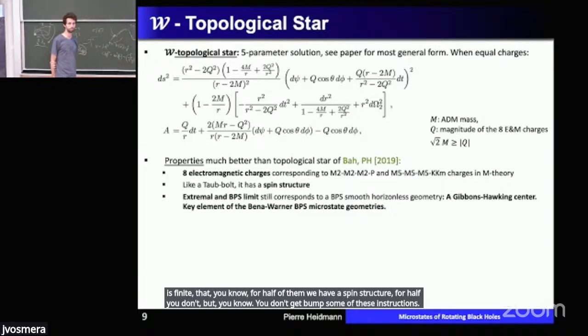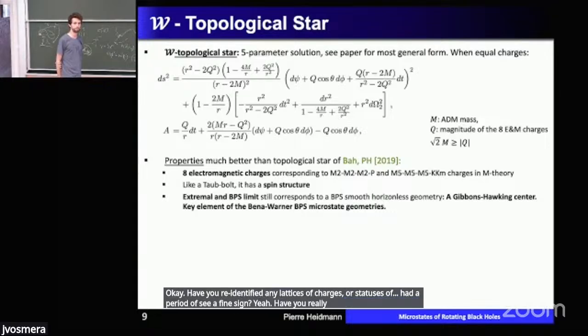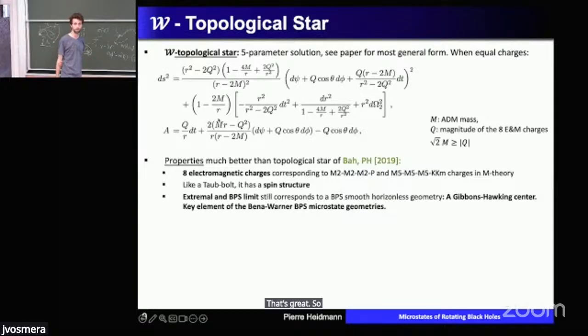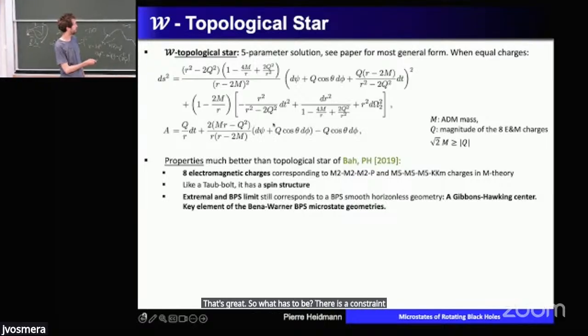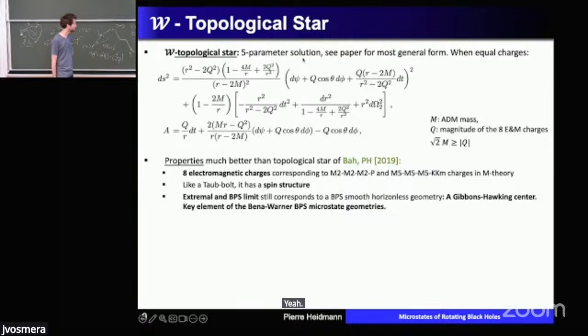Have you re-identified any lattices of charges? You had a periodicity of phi and psi. Have you redefined those periodicities, or is it still the same? Indeed, here the periodicity of psi needs to be fixed in terms of mass and so on. There is a constraint between the periodicity and the mass and the charge. But you haven't redefined the lattice of periodicities, right? No, you scaled the lattice. I'm not sure I understand what you do.